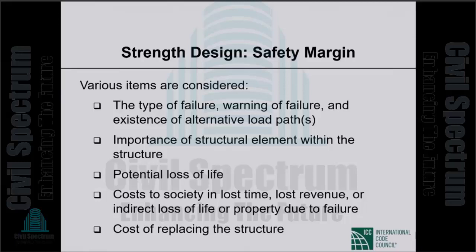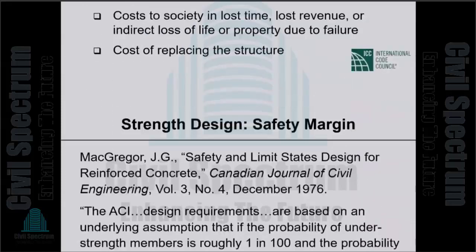So in setting the safety margin, various items are considered. The type of failure, warning of failure, existence of alternative load paths, that's also very important. If something fails, are there alternative load paths available? Is there redundancy in the structure? Importance of structural element within the structure. Is it a beam or a column kind of thing? Potential loss of life. Cost to society in lost time, lost revenue, or indirect loss of life or property due to failure. Cost of replacing the structure. All of these are considerations in setting the safety margin in our codes.